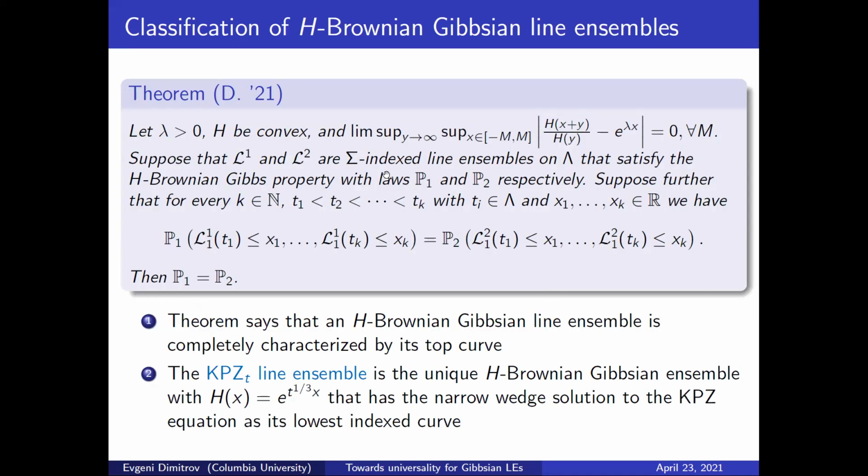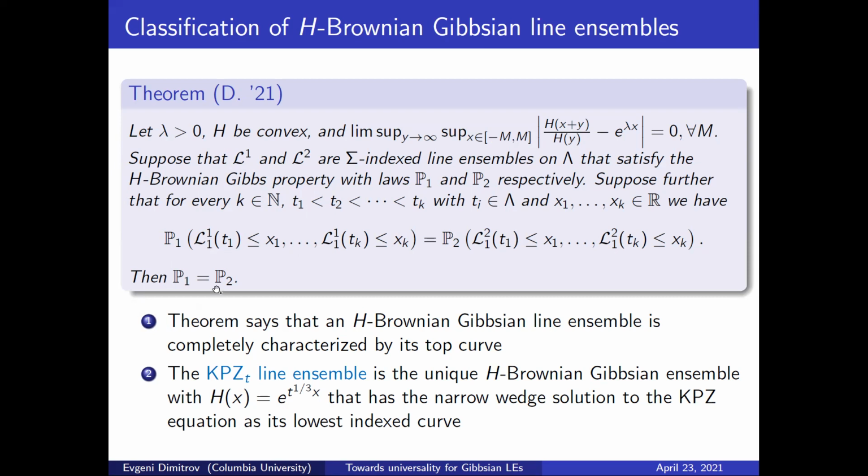It's a result from earlier this year. So the statement is that suppose you have two line ensembles, L1 and L2, and they both satisfy the H-Brownian-Gibbs property, where I'll say in a moment what the H can be. And suppose in addition that the top curves have the same finite dimensional distributions for these two ensembles, then again, the full ensembles need to match.